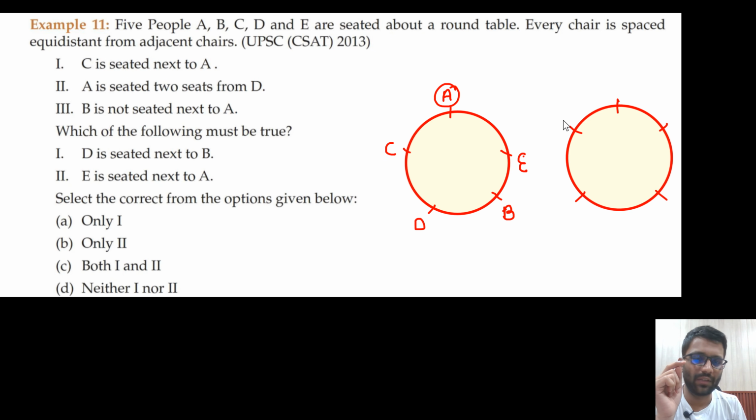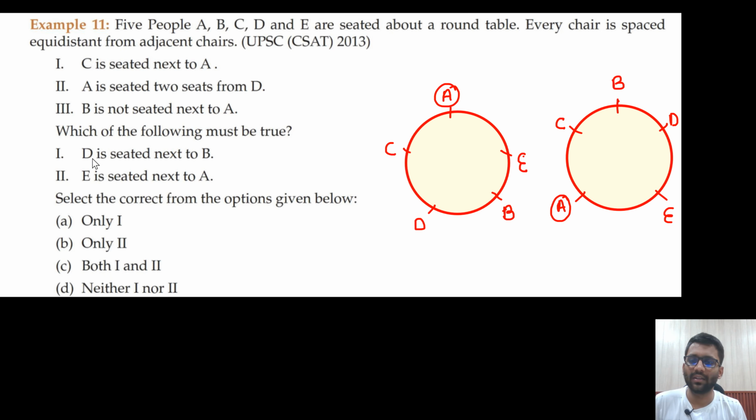So if C was here, let's just say A was here. Okay. Now A is seated 2 seats away from D. So D could be here, 2 seats away from D. D could be here. B is not seated next to A, so B has to be here. And E will be here.